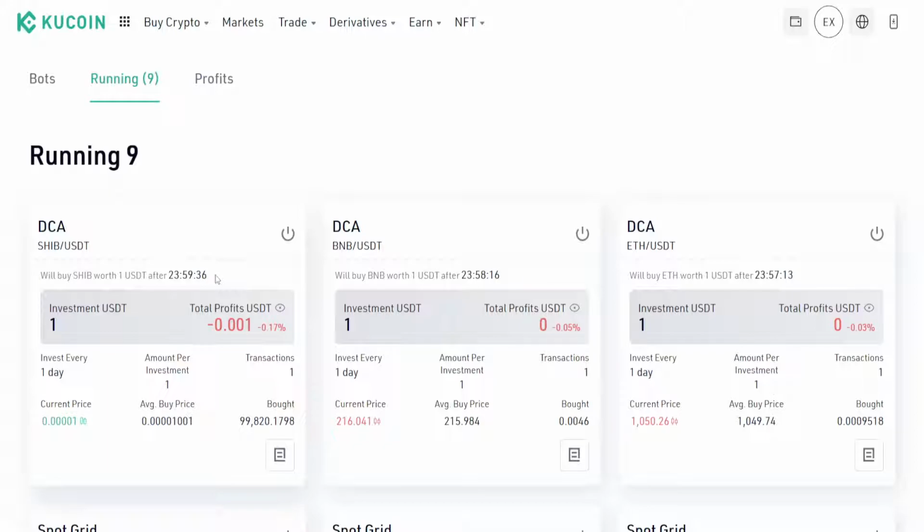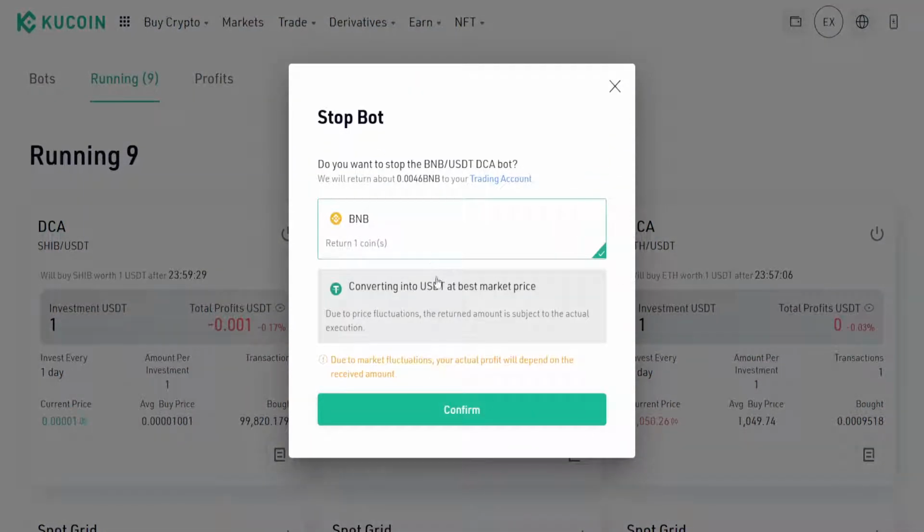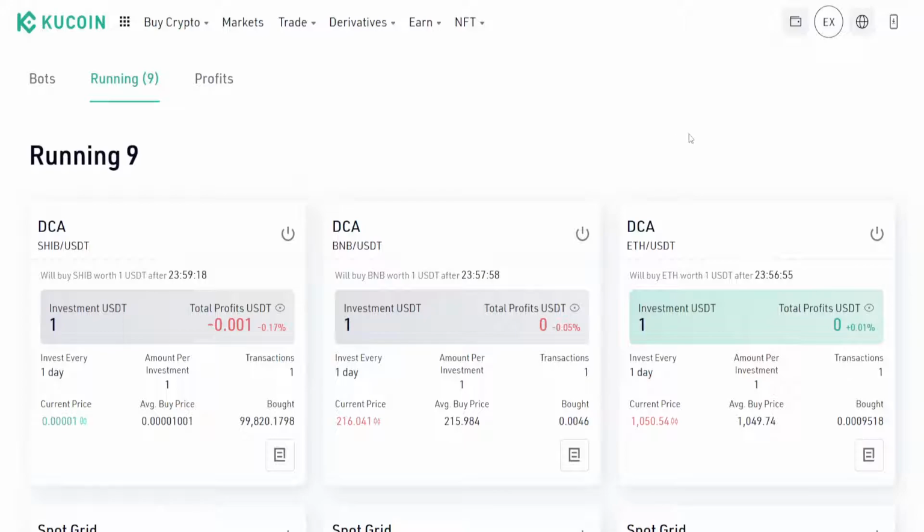If you don't like what's happening, or you've seen profit and you need your funds, all you can do is click on this button. You can tell them sell everything to USDT or return your BNB. All you need to do is confirm and it's back in your wallet immediately. So I'll do a daily update to see how our DCA bots are doing. Are we growing? Are we in the red? But the main thing is there's opportunity. $1 a day can turn into plenty.